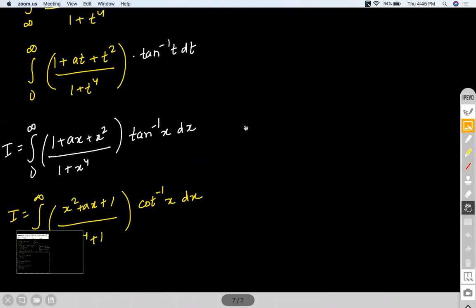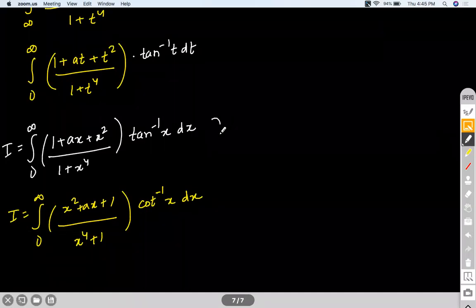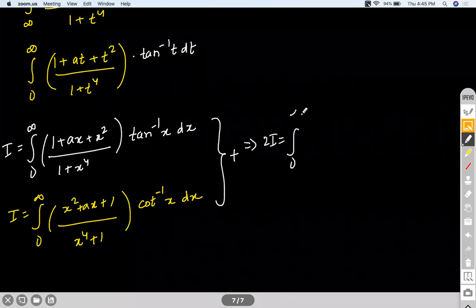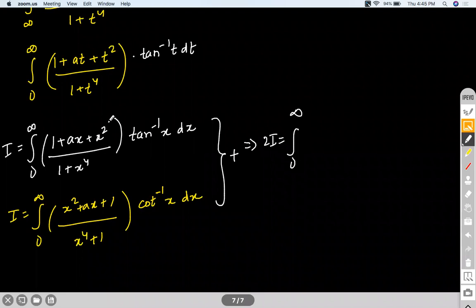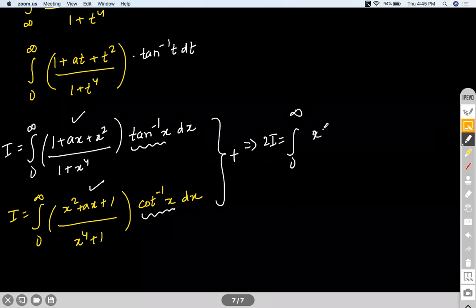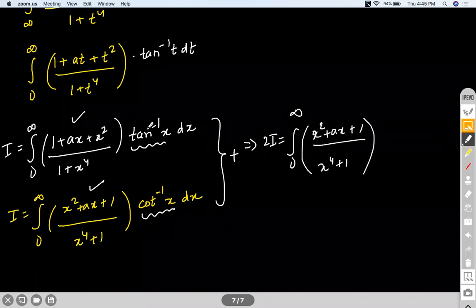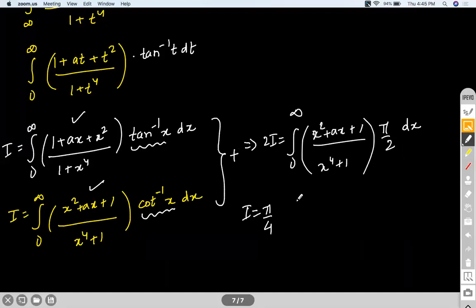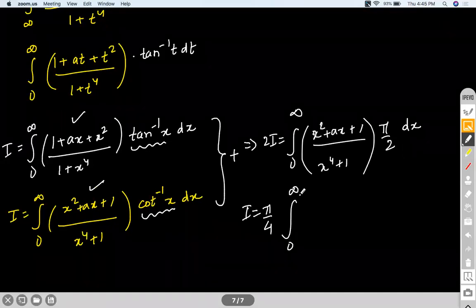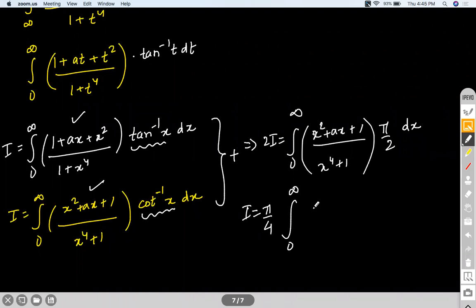Now when you add these two, it gives you 2I is equal to 0 to infinity. These two terms are exactly the same, so tan inverse and cot inverse will get added up. So it will become x square plus ax plus 1 by x to the power 4 plus 1 into tan inverse x plus cot inverse x, which is pi by 2. So this is a property, right? No, this is not a property. I'm just adding it.